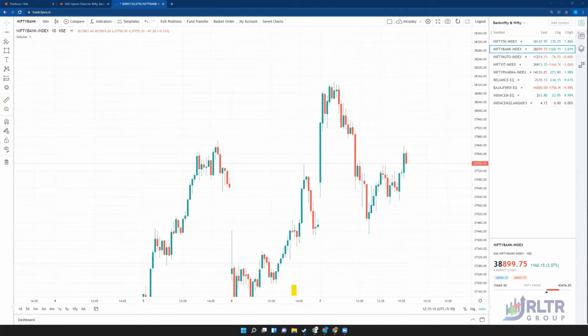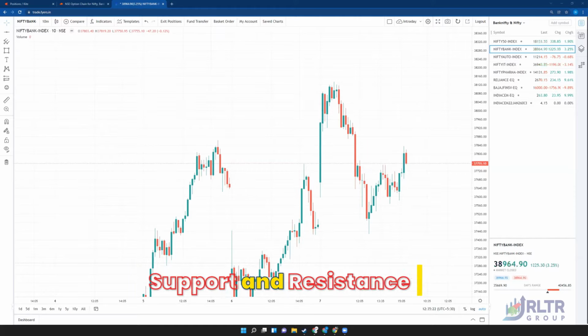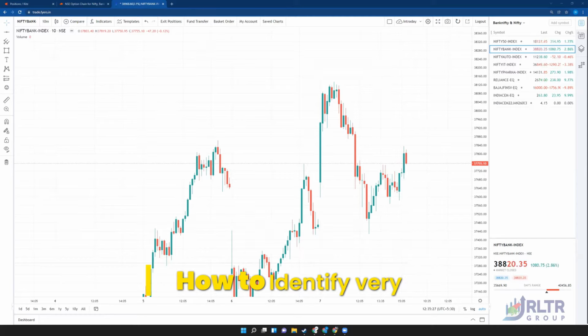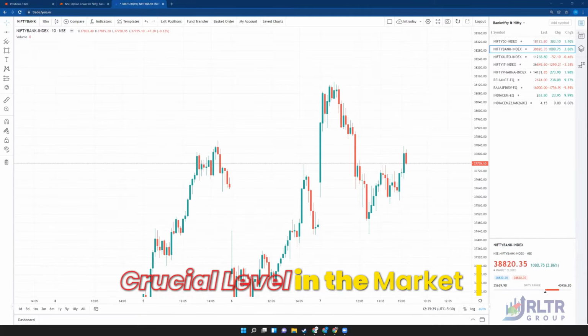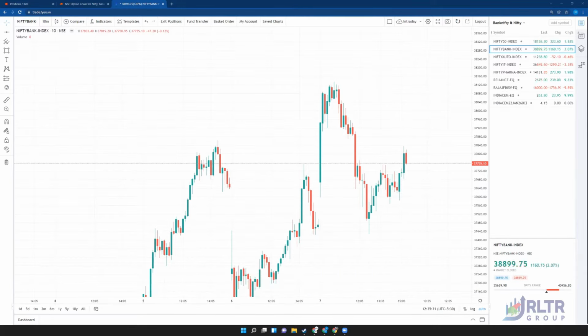So today we are going to talk about a strategy on how to make a support and resistance based on open interest and how to identify a very crucial level in the market so that you can actually take your trading decisions based on that particular level.